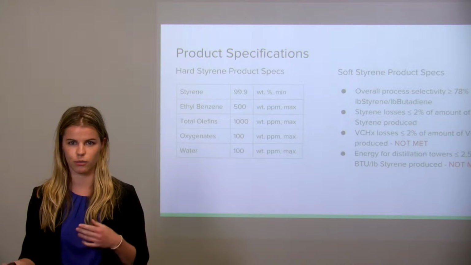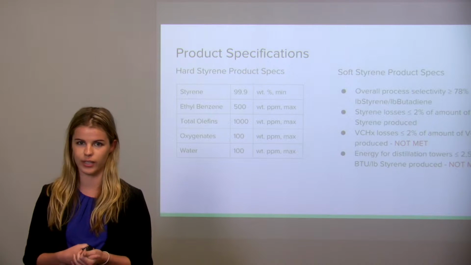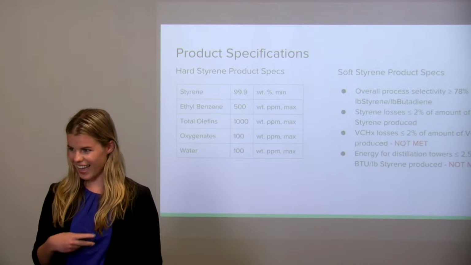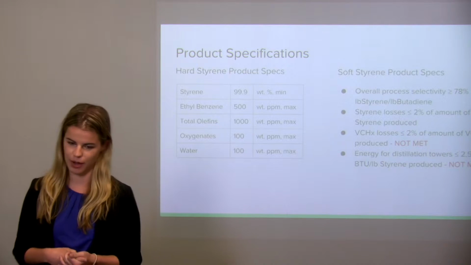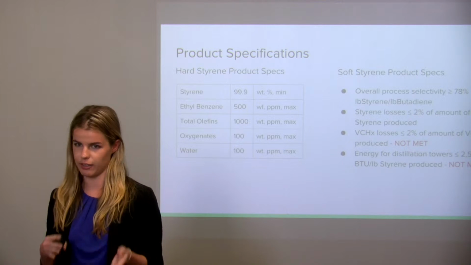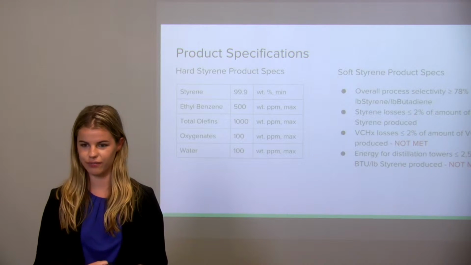Later in the presentation, we'll discuss the trade-offs and the design challenges we had to encounter when deciding which spec to meet. And the last spec was the energy for distillation towers. That was to be below 2,500 BTU per pound of styrene produced. We were also above this as well, and we will discuss this later.